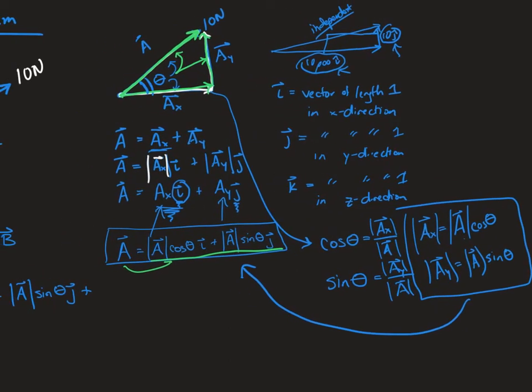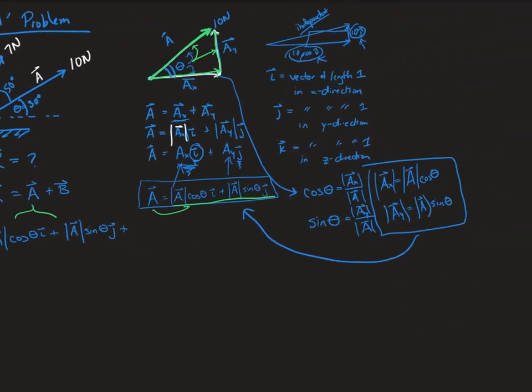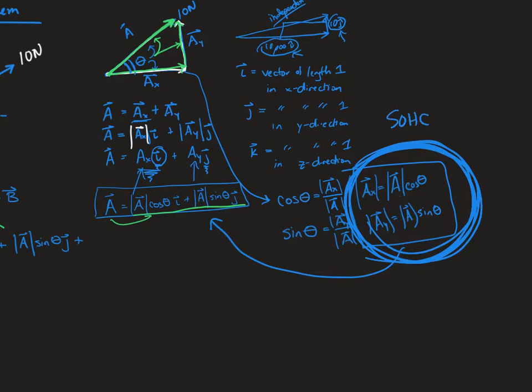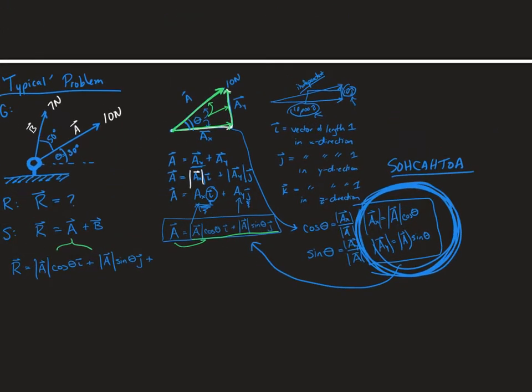As a general rule, you can create a different relation than this one if you use a different angle. I recommend that you use whichever angle is easiest, whichever one is given to you. Don't think of this as the rule. Think of SOHCAHTOA as the rule, because you can get whatever relation you want as long as you go back to that.